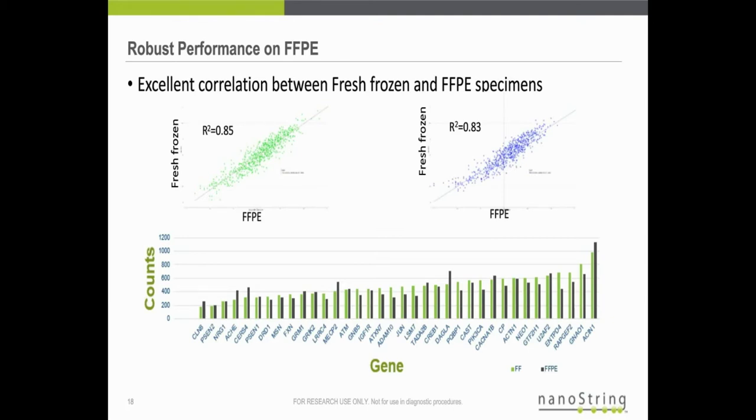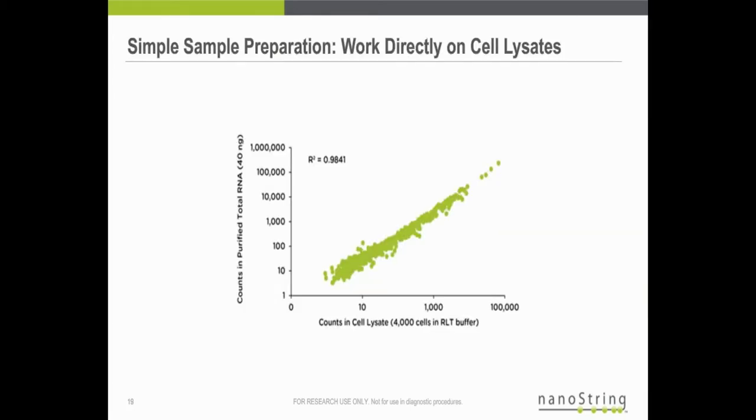The last set of performance data I want to show you speaks to sample flexibility. Because NanoString doesn't require amplification or enzymes, you can work with whole RNA or directly with cell lysates. And this slide shows how the data compare between 40 nanogram of total RNA and 4,000 lysed cells. And you can see that the lysates performed equally well.